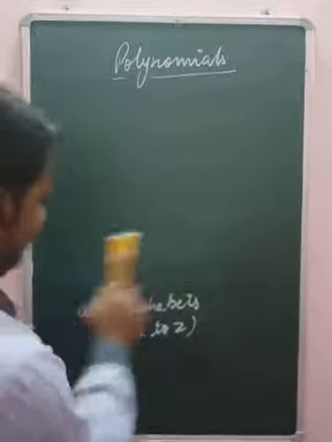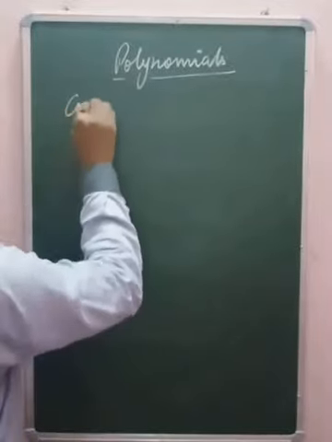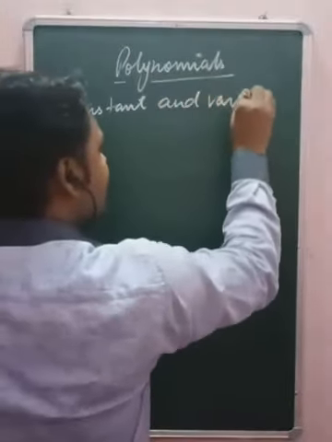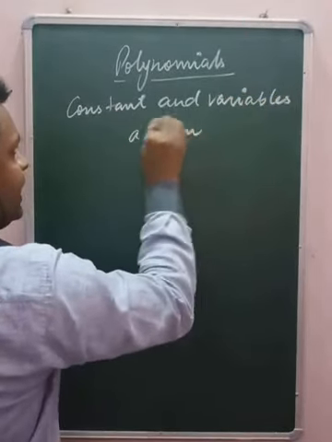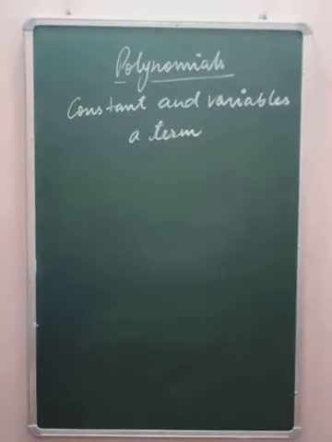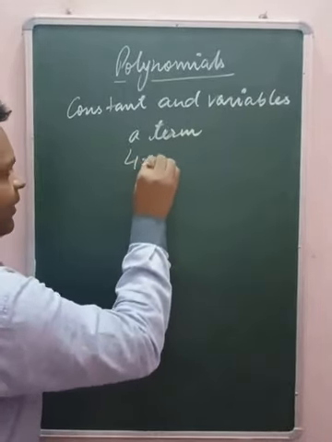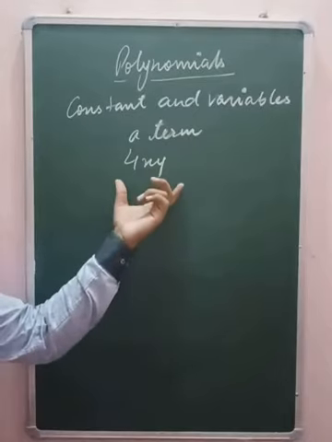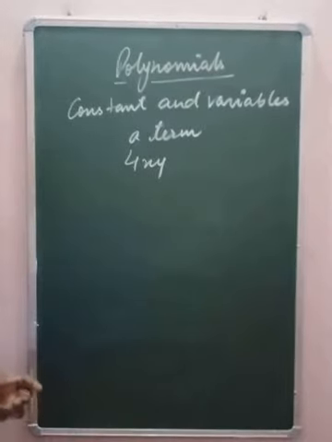forms a term. Okay, we are going through the basic terms of polynomials. So the combination of constants and variables forms a term. In a term we have both positive as well as negative, or we have the constant and the variables. Here suppose I am taking 4xy. It is a term. You can see it is in the form of multiplication. So a term can be in the form of multiplication and division. It will not be in the form of addition and subtraction.